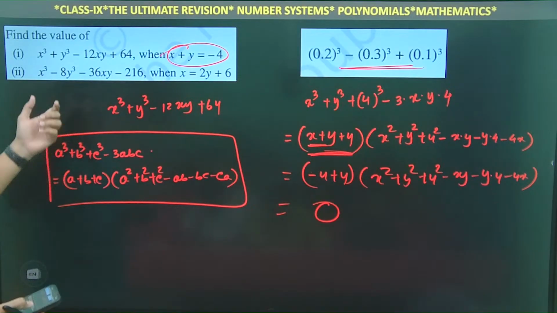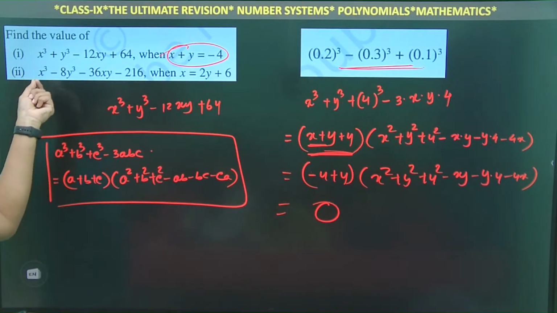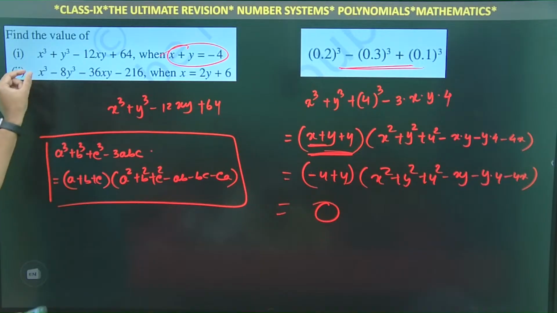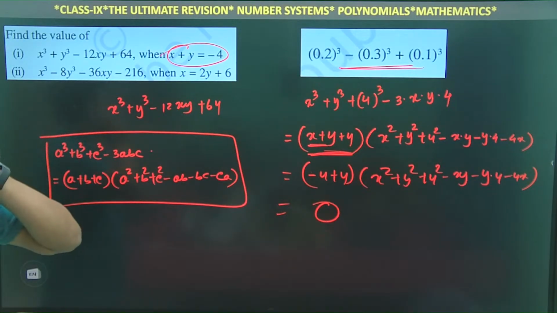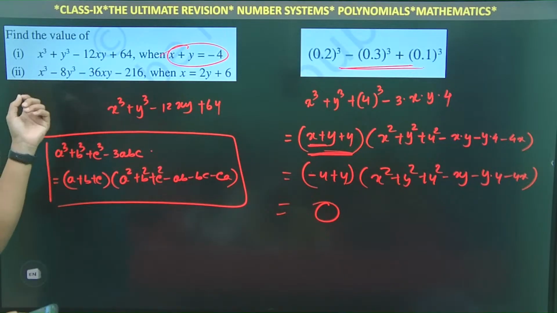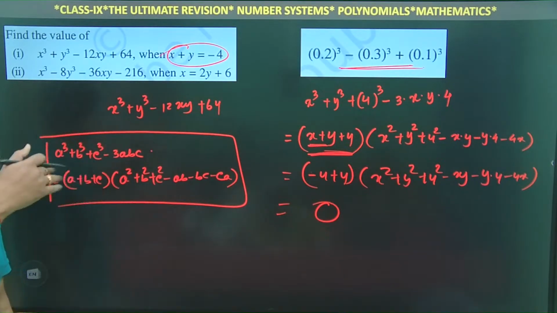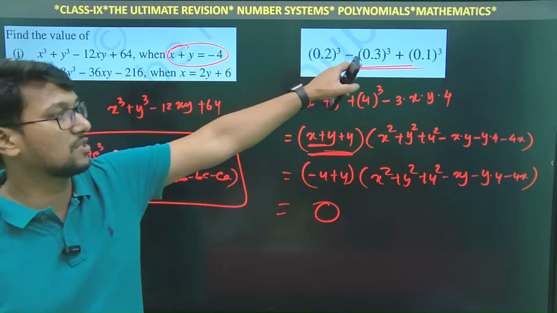Complete it. Are you clear on this one? Here a is x. What will b be? Minus 2y, you have to take minus 2y. Understand? Okay. The second one is completed. Third one, solve this one.